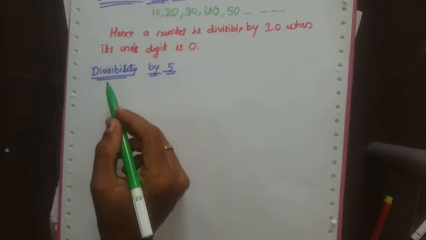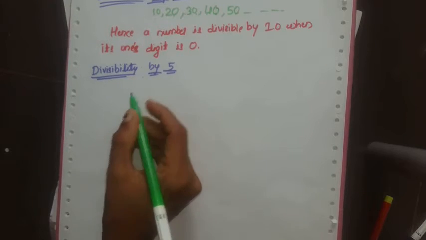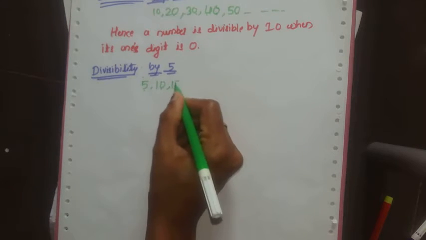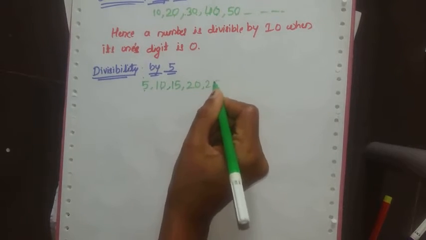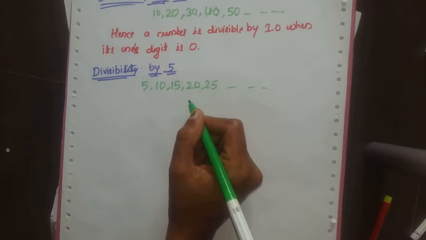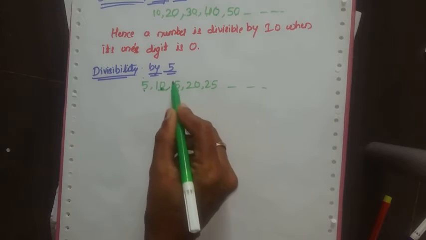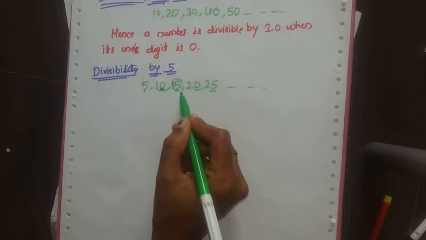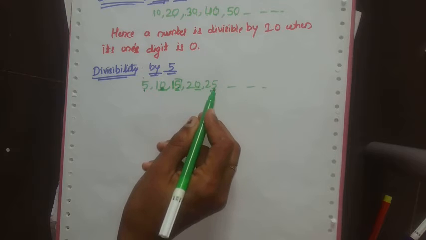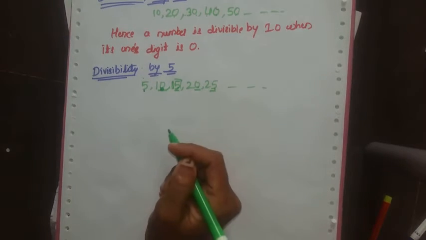The second one, divisibility by 5. Look at the multiples of 5: 5, 10, 15, 20, 25, and so on. Here we see that the ones digits are alternately 5, 0, 5, 0, 5. No other digit ever appears in this list.